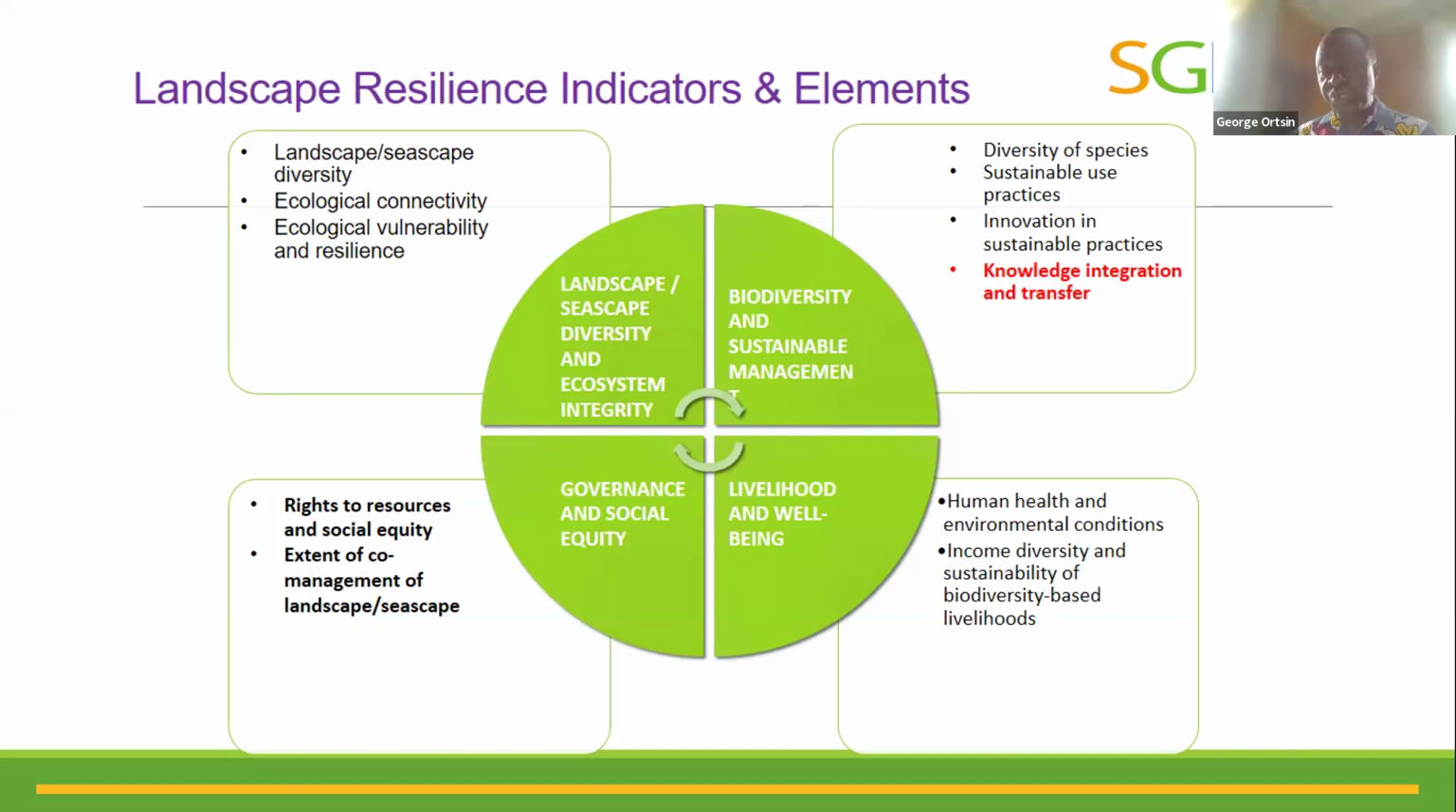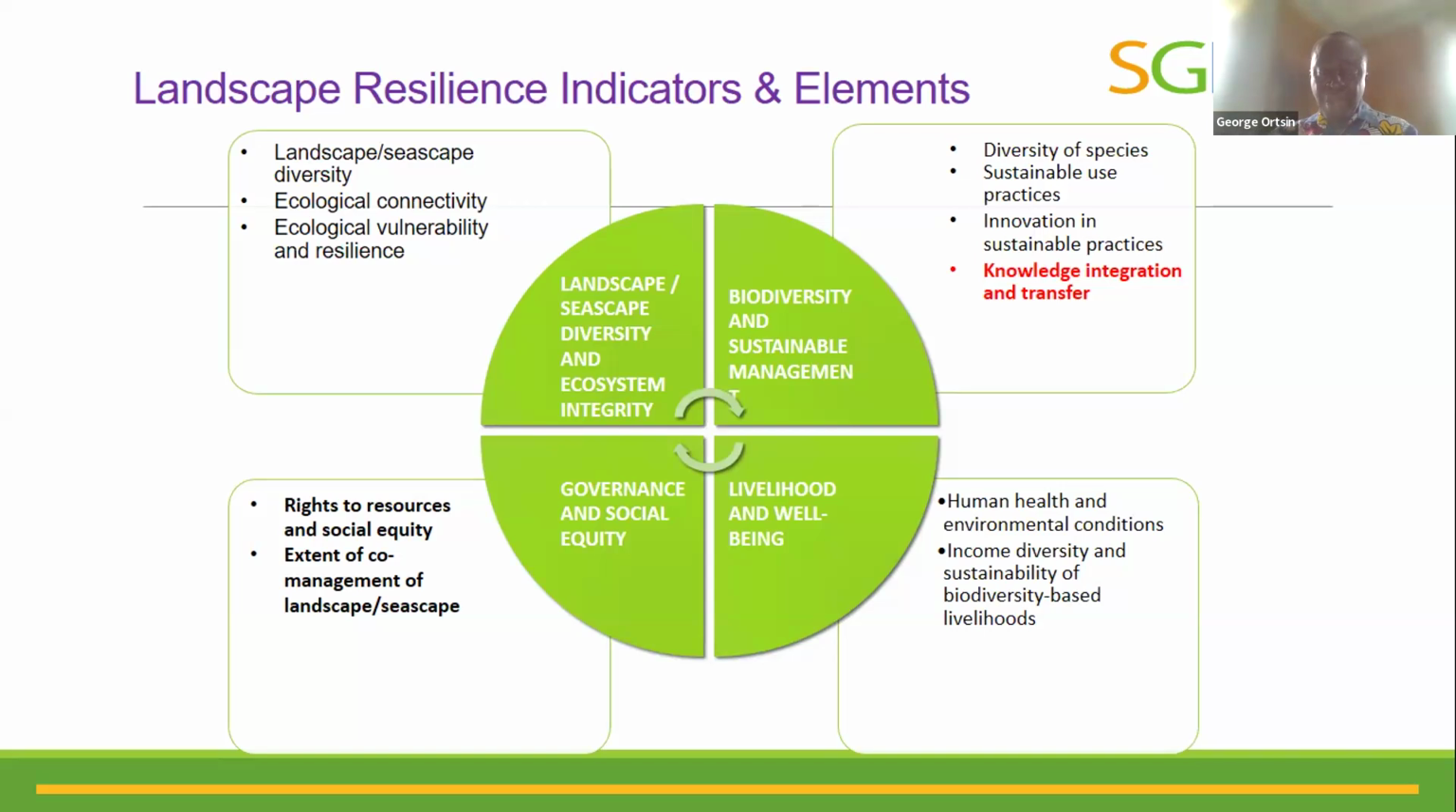And are they being used sustainably, or is there an unsustainable way of doing it? What are the innovative or sustainable practices in the area? What innovative actions are being observed there? And then how is knowledge being integrated or transferred within the area?